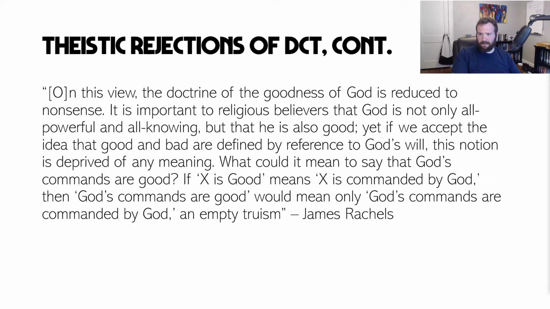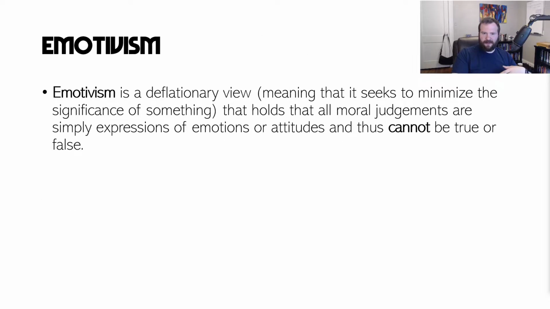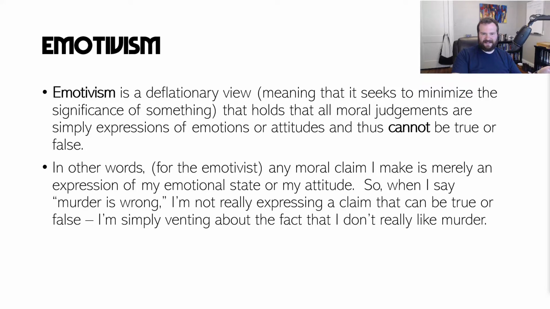Okay, so moving on from divine command theory then, we now have something called emotivism. Emotivism is a deflationary view. In philosophy, when you call something deflationary, that means it's trying to reduce the significance of the thing, right? So a deflationary view is a view that tries to reduce the significance of what it's talking about. In this case, the emotivist is going to try to argue that there's really no such thing as a true or false moral claim. So when you say something like, murder is wrong, that's not true or false. It's not meaningful in that sense.